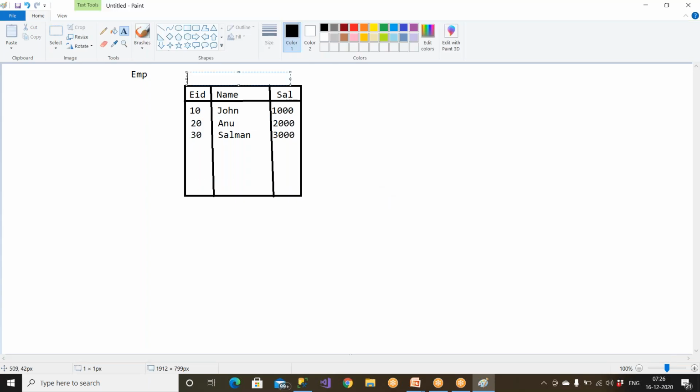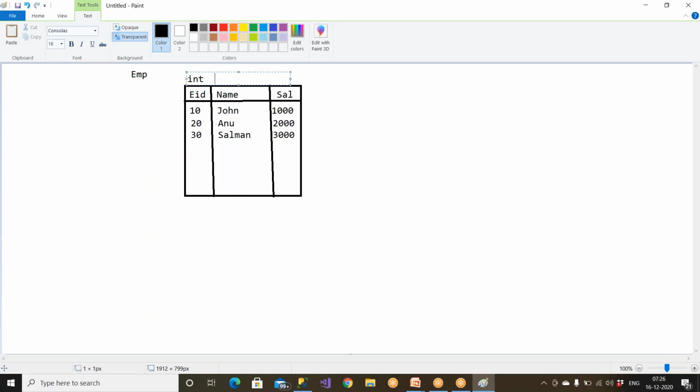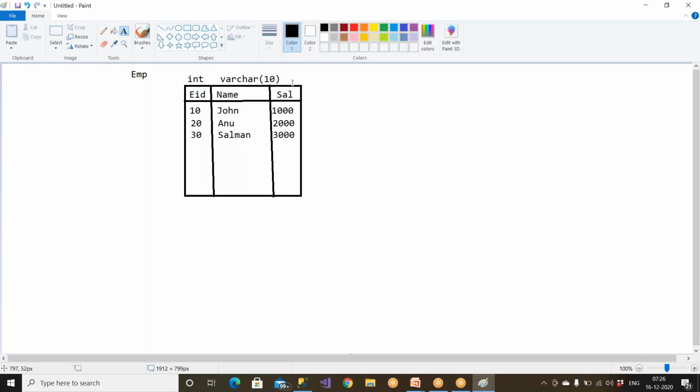So this data is called integer data. And this is what is called varchar data. Varchar, let us say 10. So maximum you can have 8,000 characters, but I am restricting myself to 10 characters. I don't want to cross more than 10 characters in this. That is what I'm saying. And salary is some other data type.